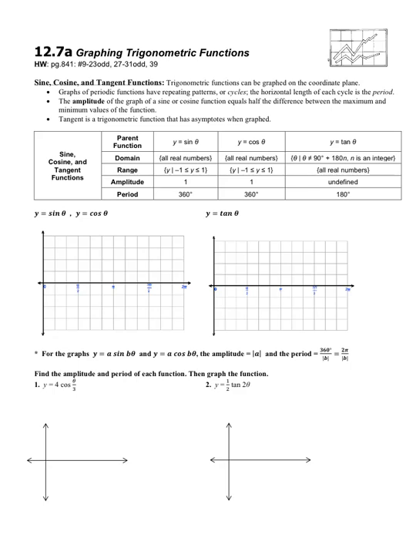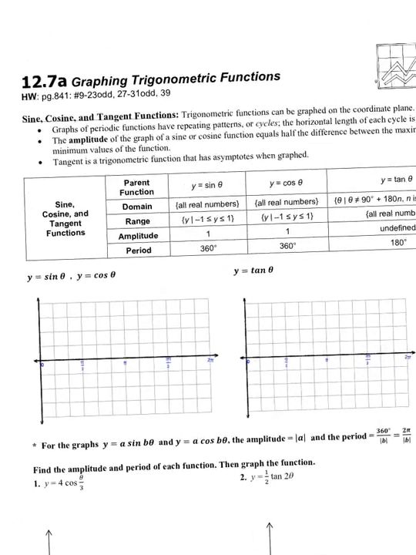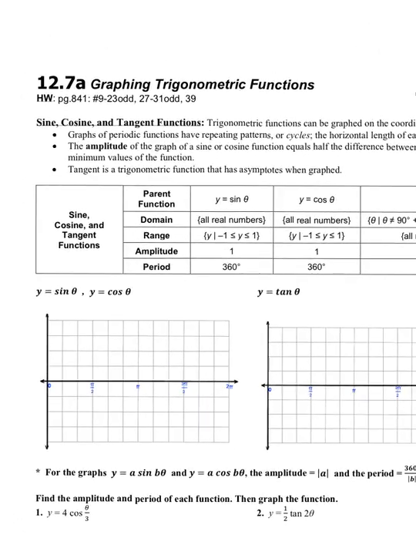All right, this is lesson 12.7a, graphing trigonometric functions for Honors Algebra 2. Today, we're going to be looking at how to graph a sine, cosine, and tangent function on the xy axis. First, we learned in our last lesson that there are some graphs that are considered periodic, meaning they repeat after a certain amount. So it has a pattern, it has a cycle.